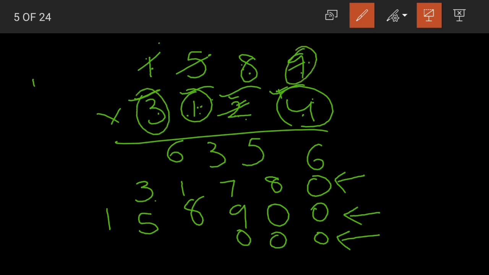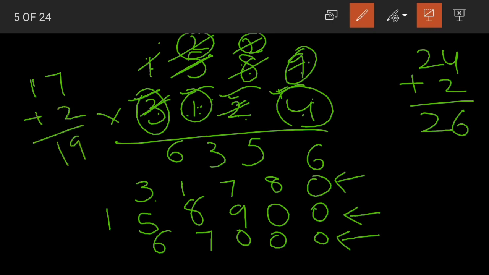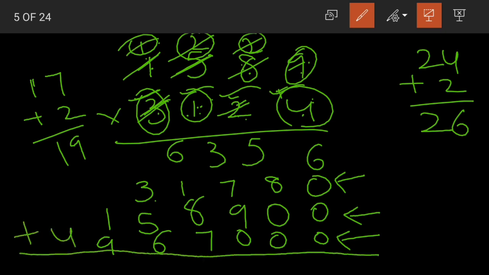3 nines are 27. 7 here, 2 carried. 3 8s are 24 plus 2. 24 plus 2 becomes 26. 6 here, 2 carried. 3 5s are 15 plus 2 becomes 17. 7 here, 1 carried. 3 1s are 3 plus 1 becomes 4. Yes, children. Now we will add them all.